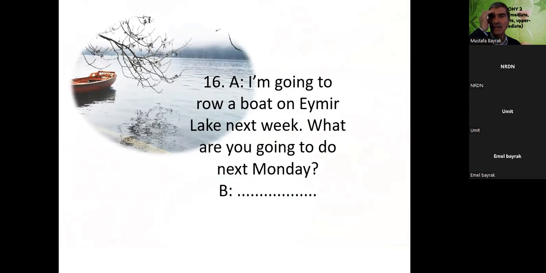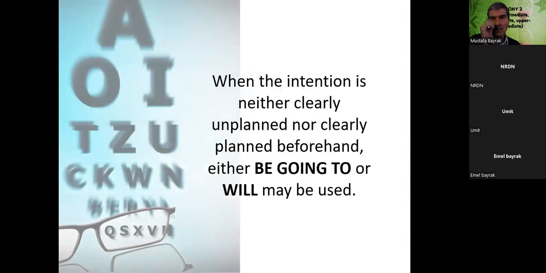What are you going to do next Monday? I am going to cycle in the countryside next Monday. When the intention is neither, this is important. Attention, please. When the intention is neither clearly unplanned nor clearly planned beforehand, either be going to or will may be used. This is really a relaxing situation because it depends on the speaker's mood. It depends on the speaker's psychological situation.